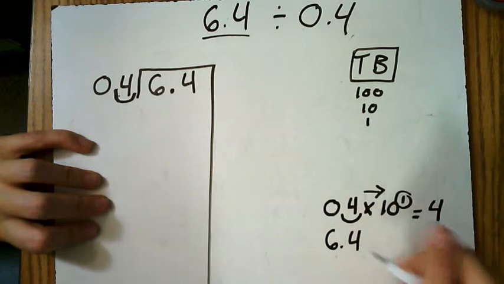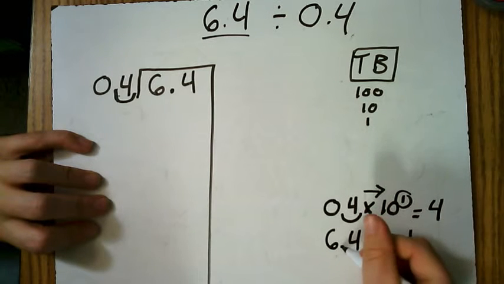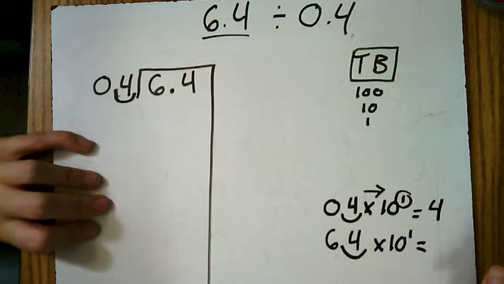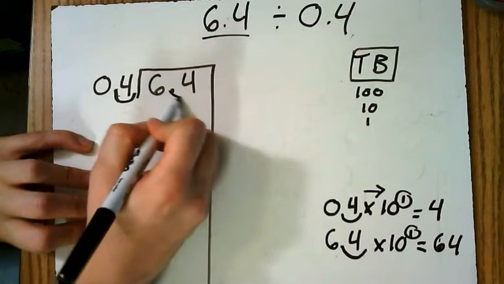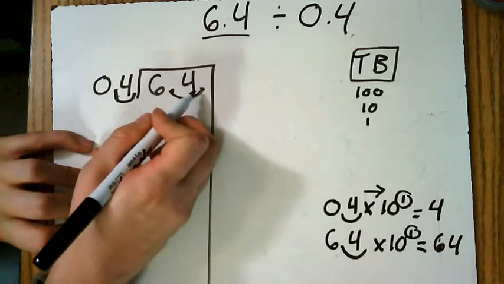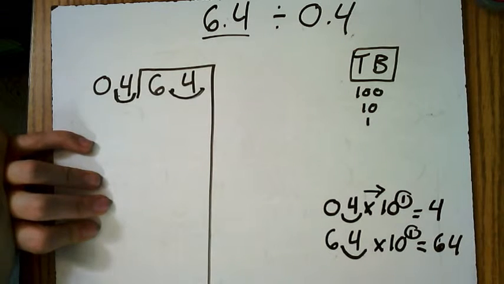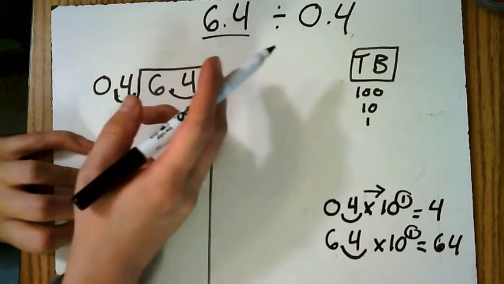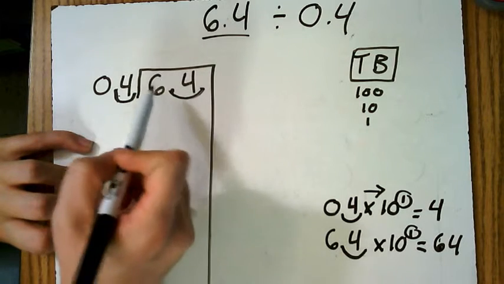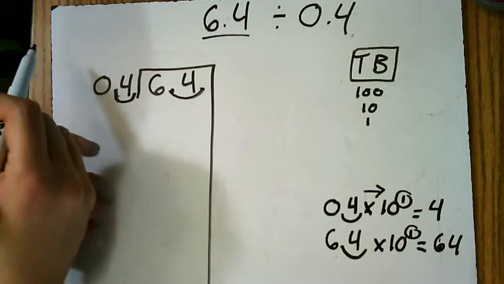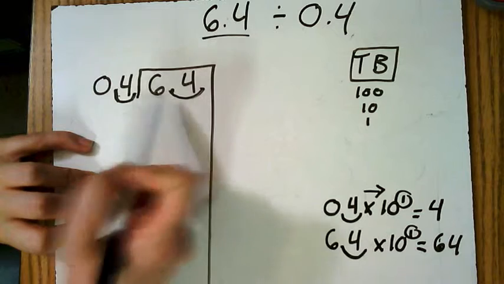So I also have to do 6 4/10 times 10 to the first power. I also have to hop to the right one time, so my answer becomes 64. So if I hop out here, I hop in here. Then I can begin to divide. So what I'm really doing is I'm not dividing 4/10 into 6 4/10, but now I'm thinking about 4 wholes into 64 wholes. And it's going to give me the same answer because it's the same values.